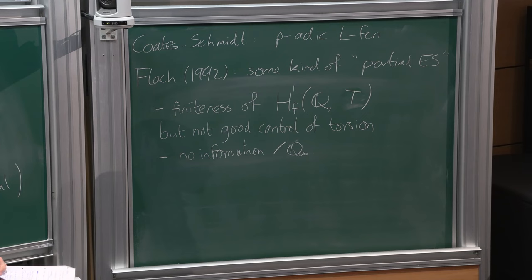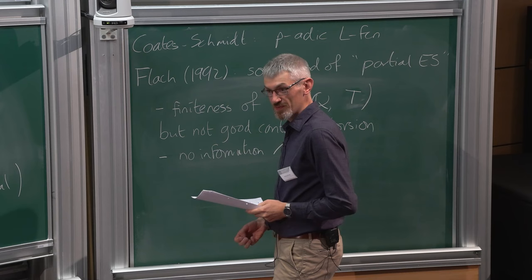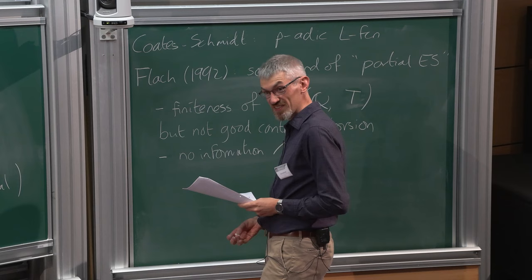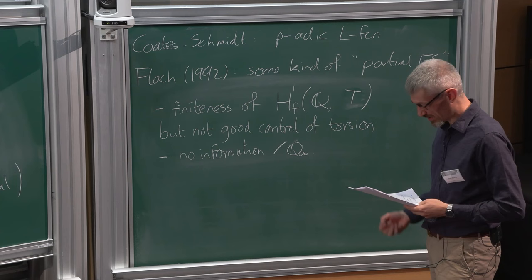So partial means what exactly? It means the norm relations were not known? It means that there were only classes over a subset of the possible fields. I mean, we can discuss this later, but I don't want to go into exactly how it doesn't match up to the definition I put there.